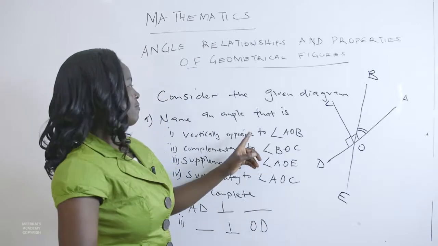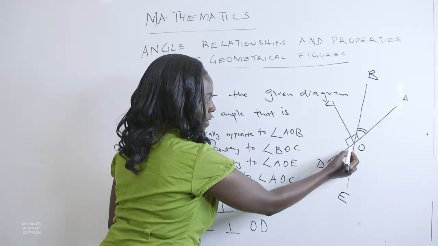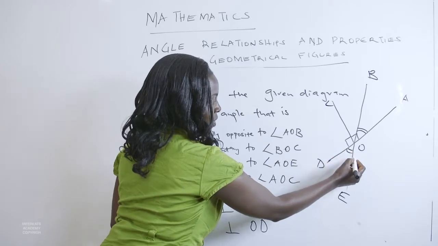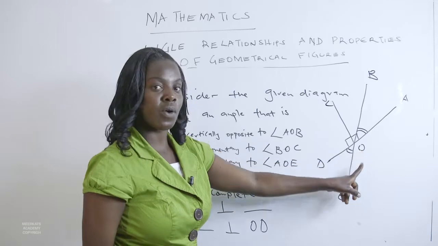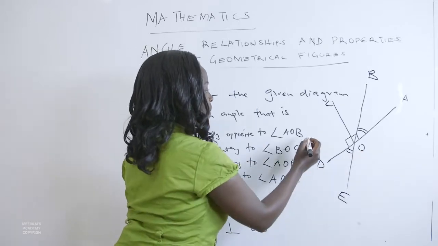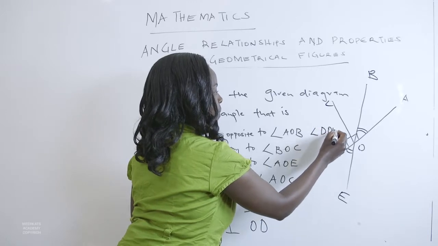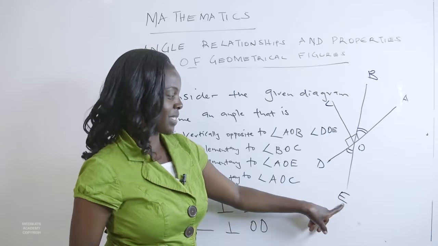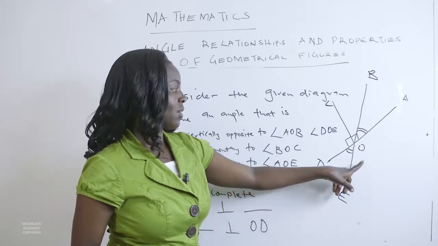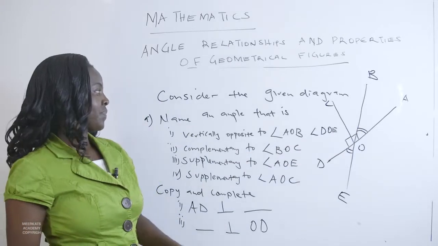Which angle is vertically opposite? You realize this is the angle. What do you call that angle? D O E. Angle DOE. You can also start from this end and say angle EOD. So these two angles are vertically opposite to each other.